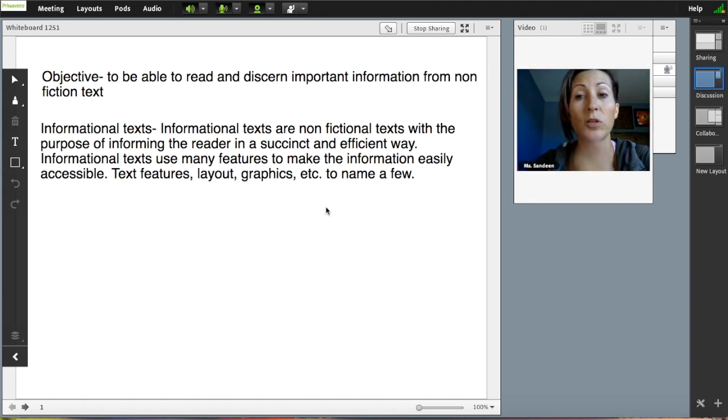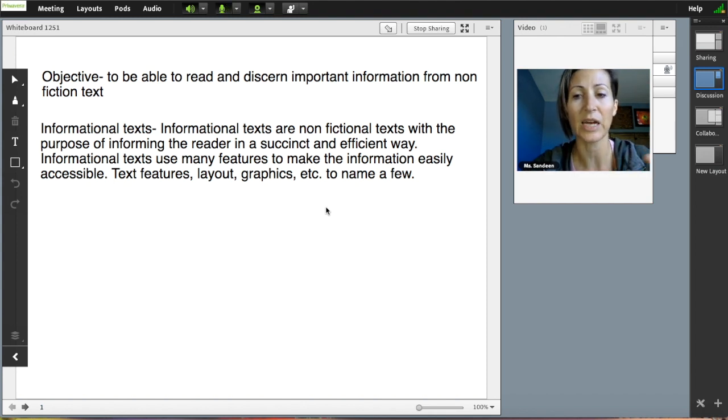So maybe the whole document is not relevant to answer our question, but a portion of it is. So that is why informational documents are laid out in a specific way. They use many features to make that information easily accessible. Text features: they bold words, they italicize words, they use headings and subheadings, perhaps a table of contents if it's a longer informational document, graphics, charts, maps, etc., just to name a few things. And you should have noticed these as you have read through the informational documents this week.